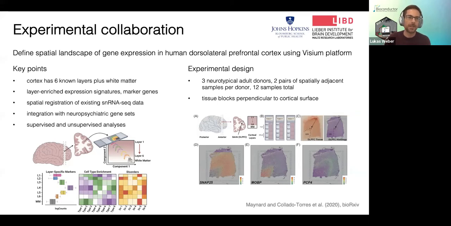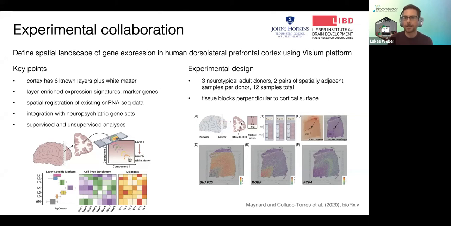Some key points there on the left is that the cortex has 6 known layers plus white matter, and we can do analysis like testing for layer-enriched expression signatures between those layers. Also linking to published data, spatially registering existing single nucleus data, integrating with neuropsychiatric gene sets, and then doing both supervised and unsupervised analysis pipelines. And my work was largely on the unsupervised pipelines.